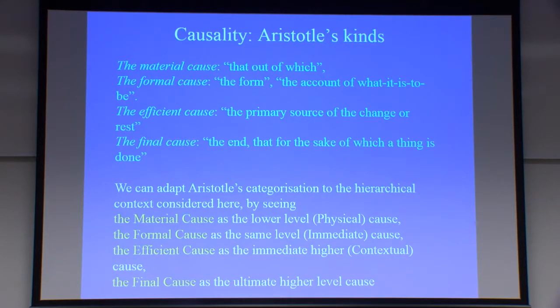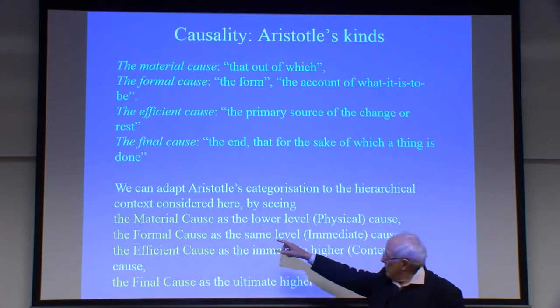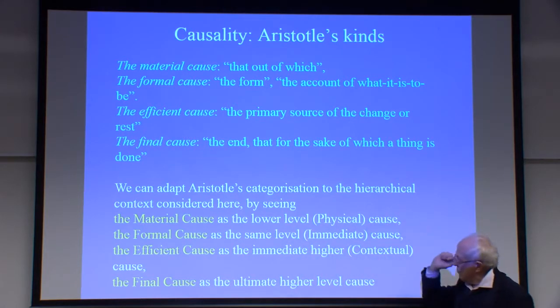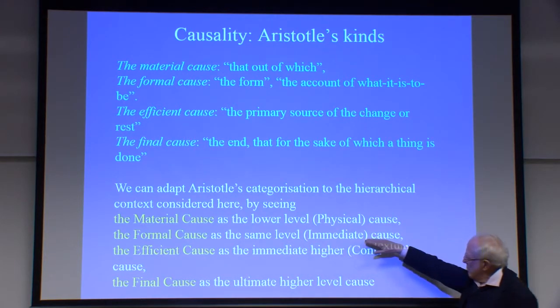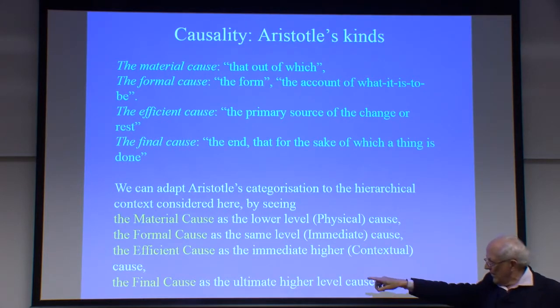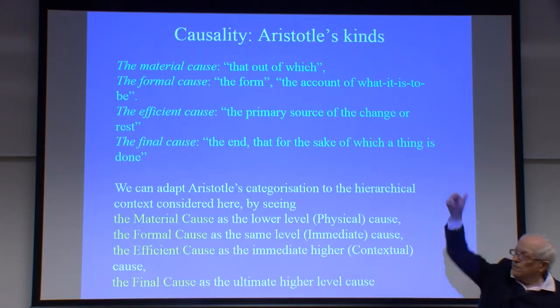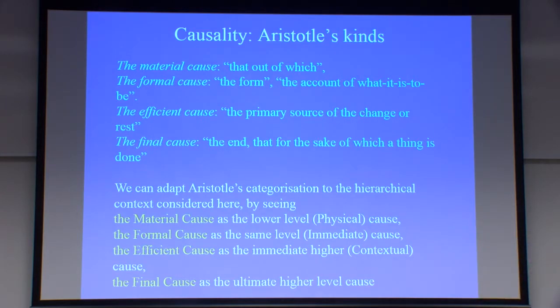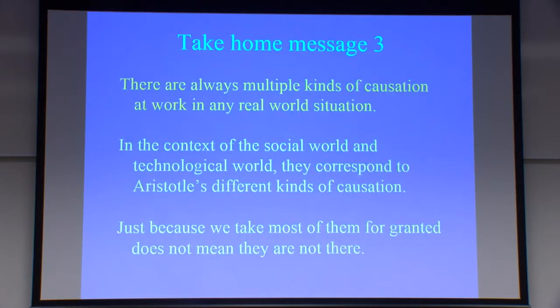Now this is related to Aristotle's causes, and I'm sure some people here know much more about this than I do. The material cause, the formal cause, the efficient cause, and the final cause. I'm not going to go to the details except to say from my viewpoint the material cause is the lower level physics cause. The formal cause is the same level immediate cause, the efficient cause is the immediate higher cause, and the final cause is the ultimate higher level cause. So I think you can put Aristotle's kind of causations into this framework.